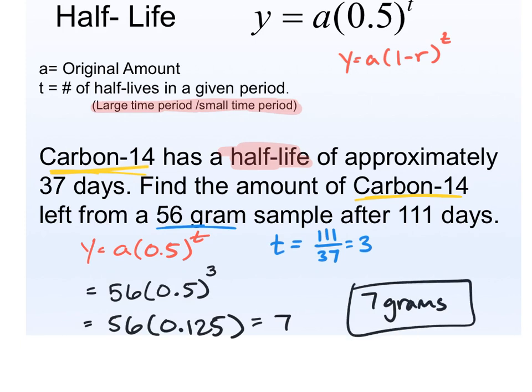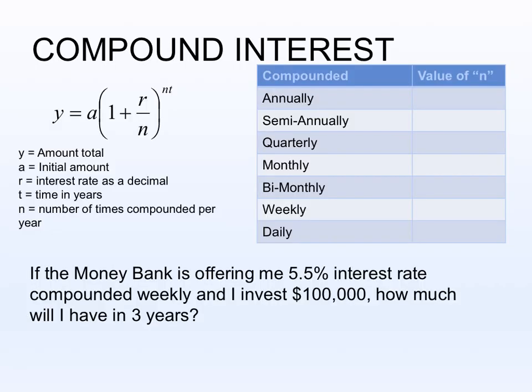Now, let's talk about something and make sure we're all on the same page. With half-life, am I ever going to have something that is bigger than my original sample? No. It is a special type of decay function. So that means it has to get smaller. Everybody good with that? All right. So let's continue on.